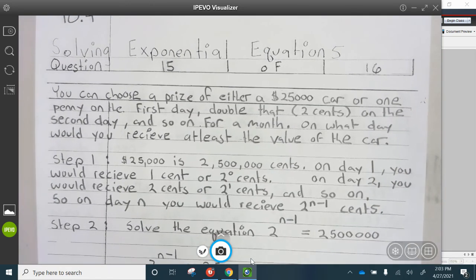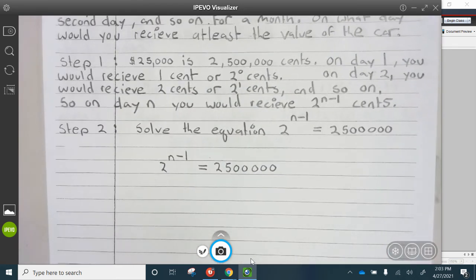All right, question 15 of 16. You can choose a prize of either a $25,000 car or 1 penny on the first day, double that, 2 cents, on the second day, and so on for a month. On what day would you receive at least the value of the car? Step 1. $25,000 is 2,500,000 cents. On day 1, you would receive 1 cent or 2 to the 0 cents. On day 2, you would receive 2 cents or 2 to the 1 cents, and so on. So on day n, you would receive 2 to the n minus 1 cents.